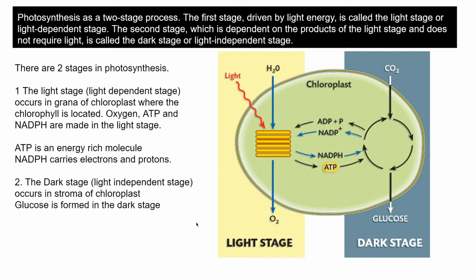The dark stage is also known as the light-independent stage, and sometimes is referred to as the Calvin cycle. The dark stage occurs in the stroma, in the liquid part of the chloroplast. And the end product of the dark stage is glucose. But also we'll see that some NADP is reformed, so it can be turned back into NADPH in the light stage, and ADP and P are reformed, and they are returned to be reused again in the light stage.